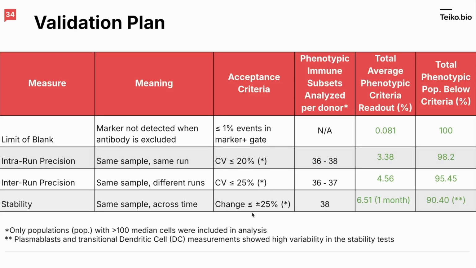So this is our validation plan. Stability, same sample across time, change plus or minus less than 25%, and we found it was 6.51, so well below the 25% threshold at the 1 month mark, and we'll continue to read out the naturally aging results. You saw the accelerated stability results as well.